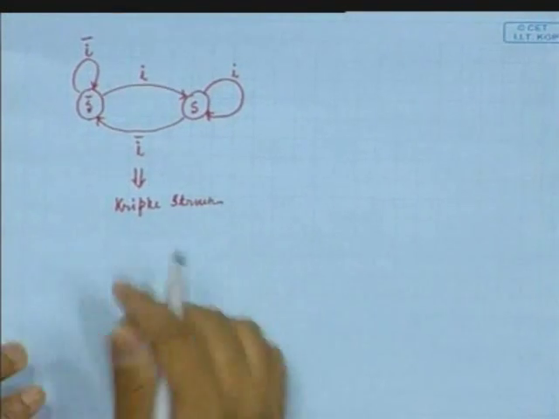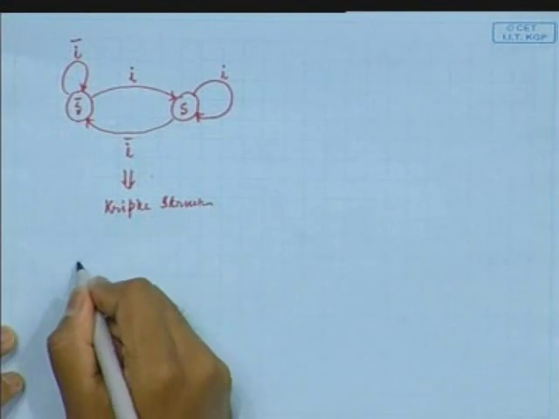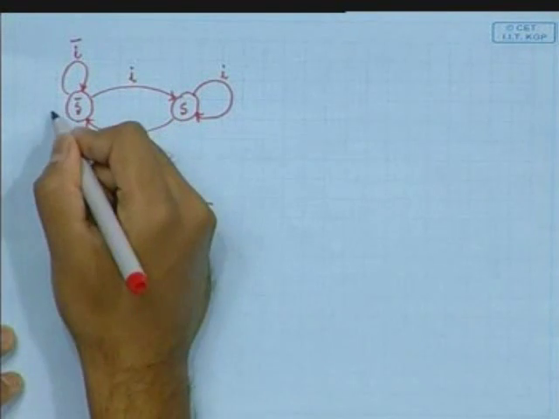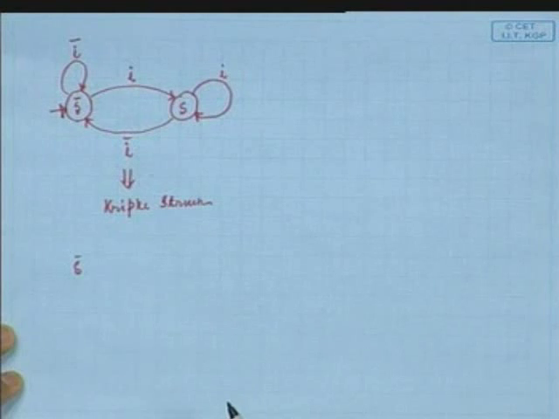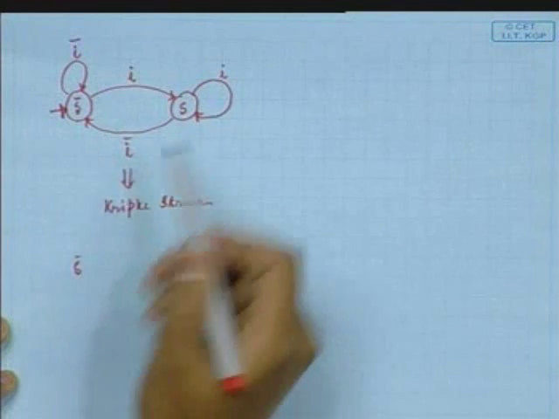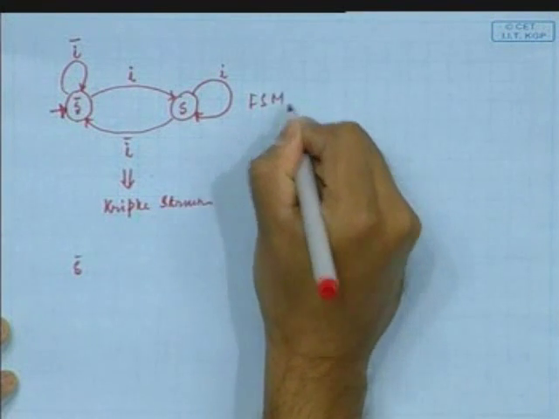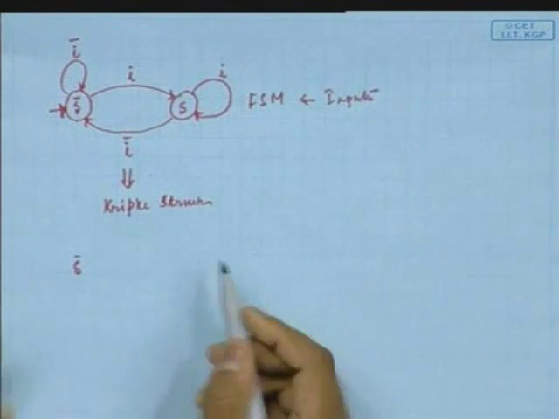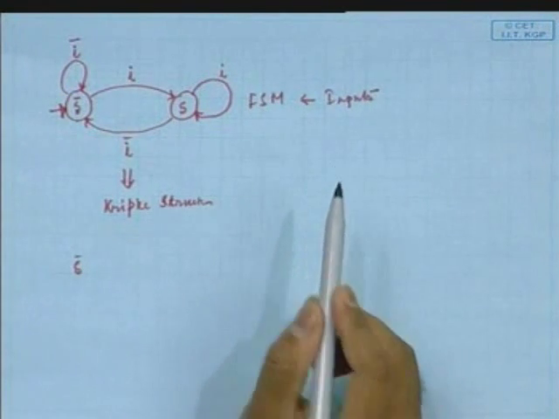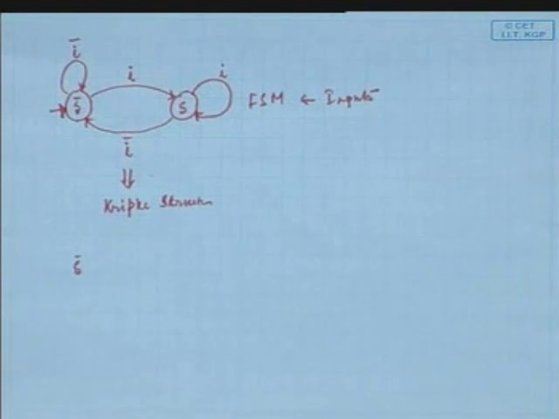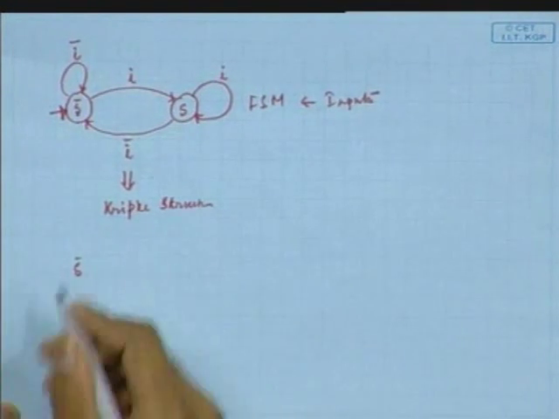So what is the corresponding Kripke structure here? Let us consider this is the starting state here. In Kripke structure, this is the FSM. So here we have inputs. In Kripke structure we don't have inputs. The notion of input is taken care of by the state machine itself. Let us see how it does that.